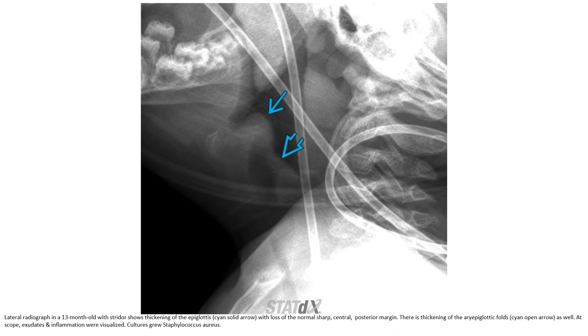Lateral radiograph in a 13-month-old with stridor shows thickening of the epiglottis with loss of the normal sharp posterior margin. There is also thickening of the aryepiglottic folds. At scope, exudates and inflammation were visualized. Culture grew Staphylococcus aureus.